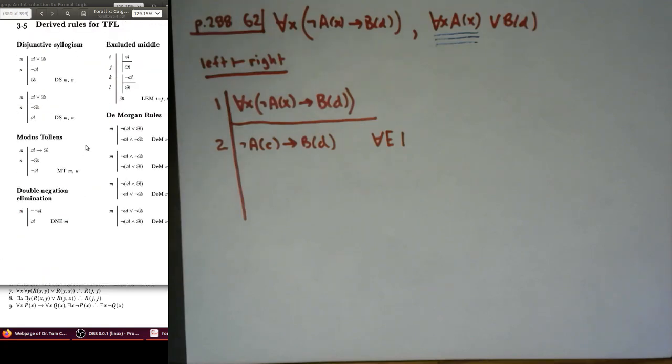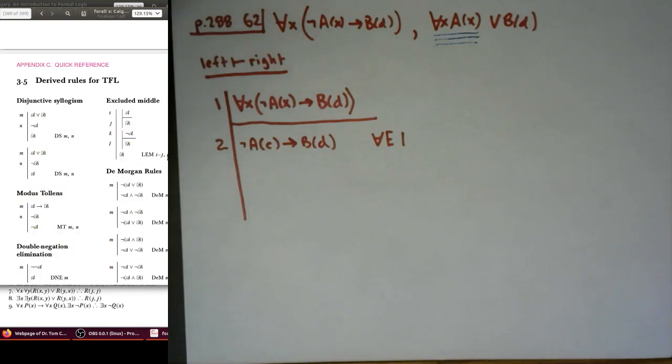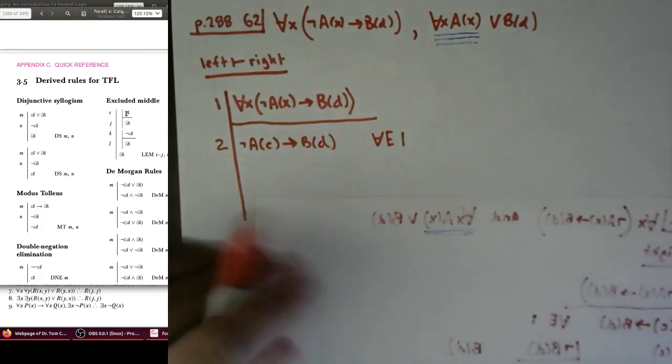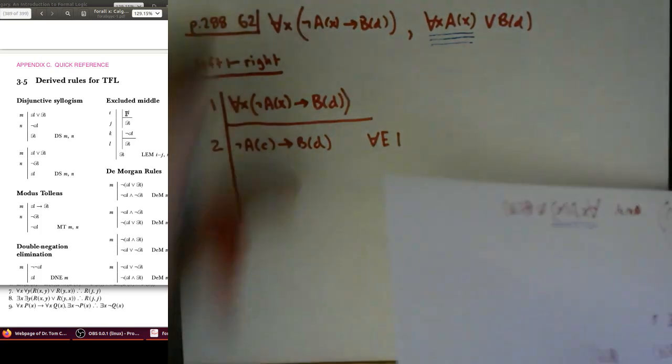Okay. Now, what I want to use is excluded middle. The question is, what should I use as my A? Now, it's very tempting to pick, and let me pick a piece of scrap paper for this. Let me move this. I just want to show you why this won't work.